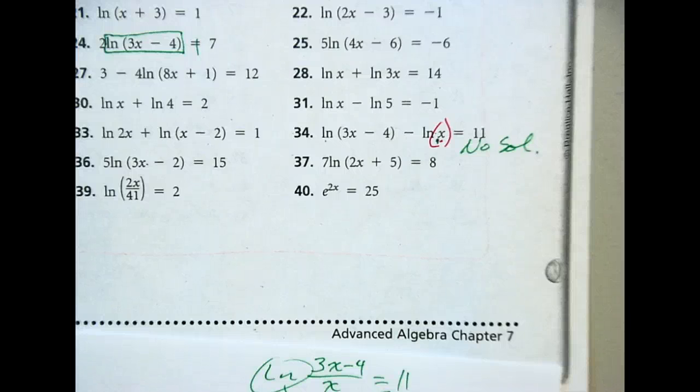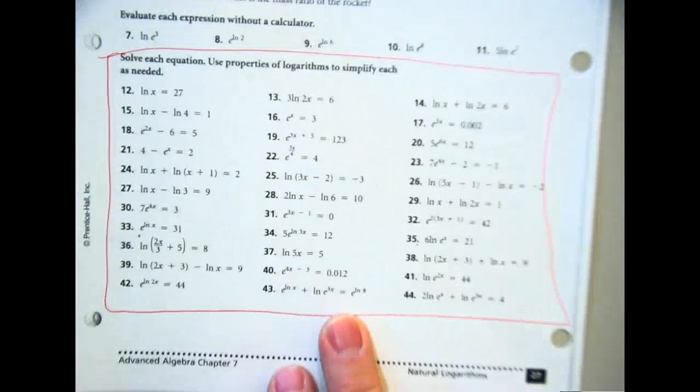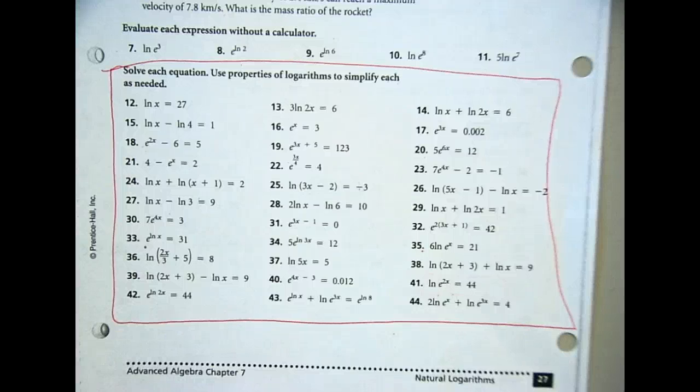Good questions. Other questions? All right, turn your paper over, please. Your assignment today is 12 through 44. Now, two different things.